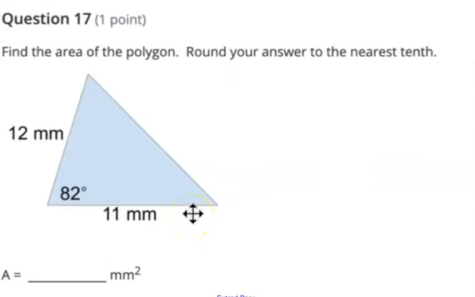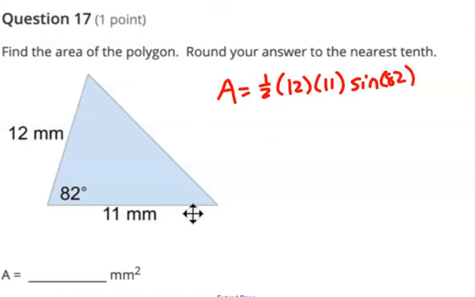Number 17, it doesn't matter what's B and what's C. 1/2 times 12 times 11 times sine of 82. Okay, and then again, it's just calculator work from there. So 1/2 times 12 times 11 times sine of 82. 65.36, and that's going to round up to 65.4, and we're in square millimeters.